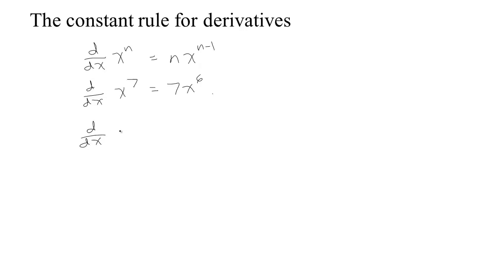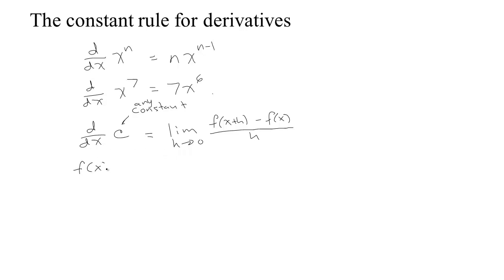Let's look at first the derivative of a constant. So I'm just going to use C here to stand for any constant. I want to take the derivative. Well, let's go to the limit definition. The limit definition says you would take the function at x plus h minus the function at x and divide by h, and then take the limit as h tends to 0.